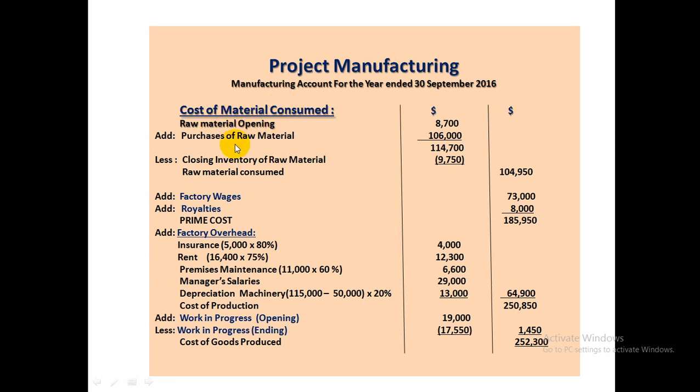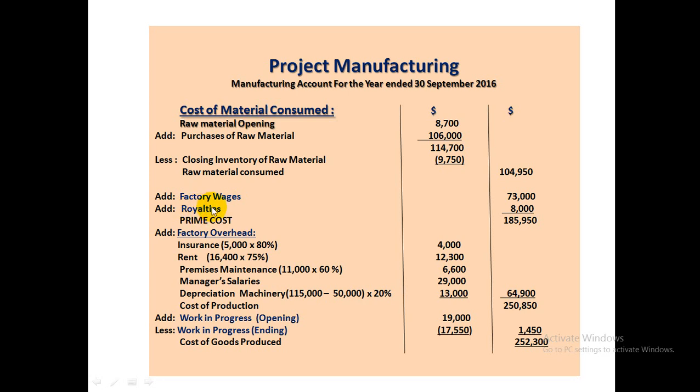Raw material consumed are the first important portion of the manufacturing account. Raw material opening plus purchases of raw material will give us this amount. Raw material ending is to be subtracted, and your final answer is called raw material consumed. In raw material consumed, we have to add two things: direct labor and direct expenses. Direct labor is also known as factory wages. We'll add this. In direct expenses, we have one expense that is known as royalties.